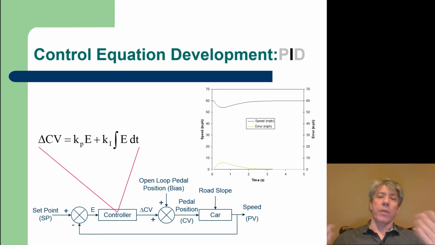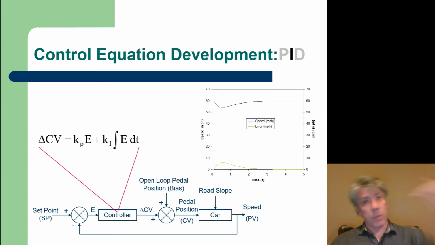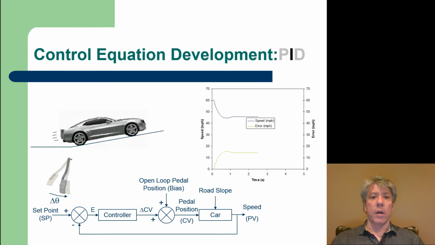Now, of course, in the real world, the road slope changes, right? It goes all over the place. And so error could be positive for a while and then negative as we start going down the other side of the hill. As a matter of fact, that can be the problem with integral control, something called integral windup.